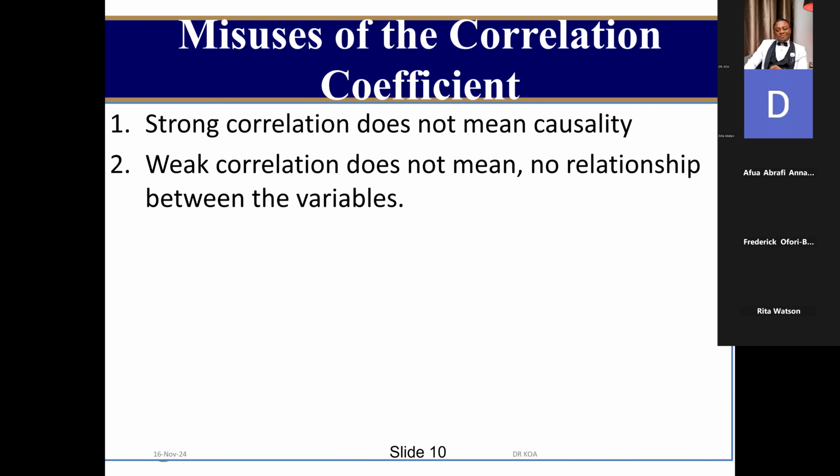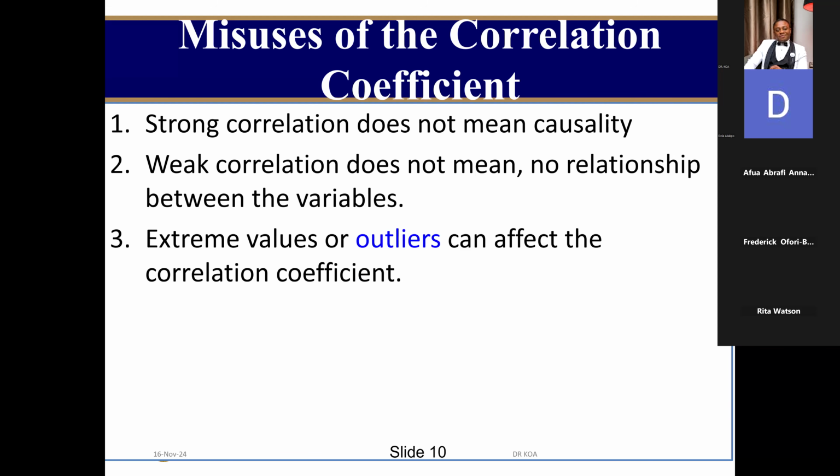Also, some people make the mistake that weak correlation means that there's no relationship. The fact that the correlation is weak doesn't mean that there's no relationship at all. There is some relationship, but just that it's weak. Okay. Another mistake people make is that they think that outliers can't affect the correlation. Outliers can affect the correlation coefficient. They can, and they can even affect the regression. We shall look at that deeply next time.